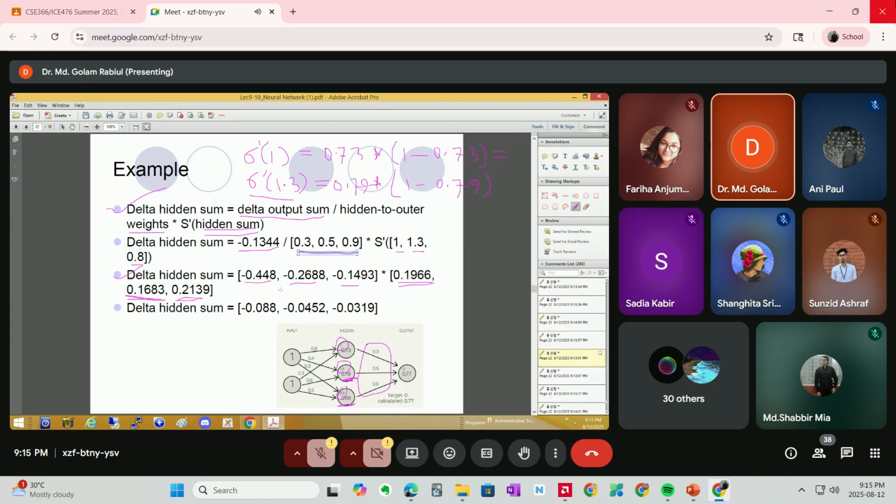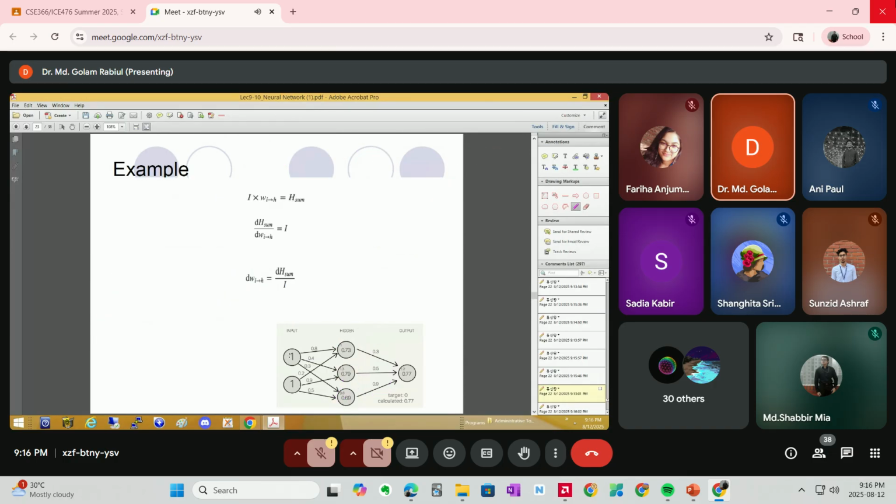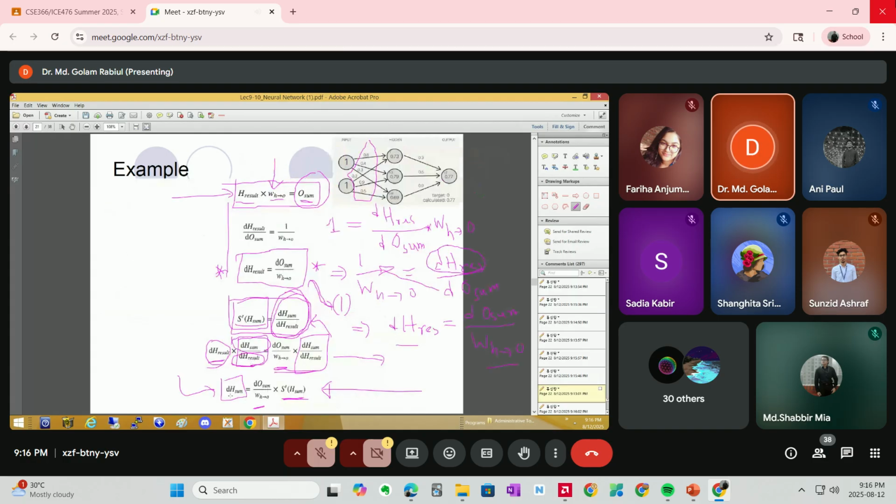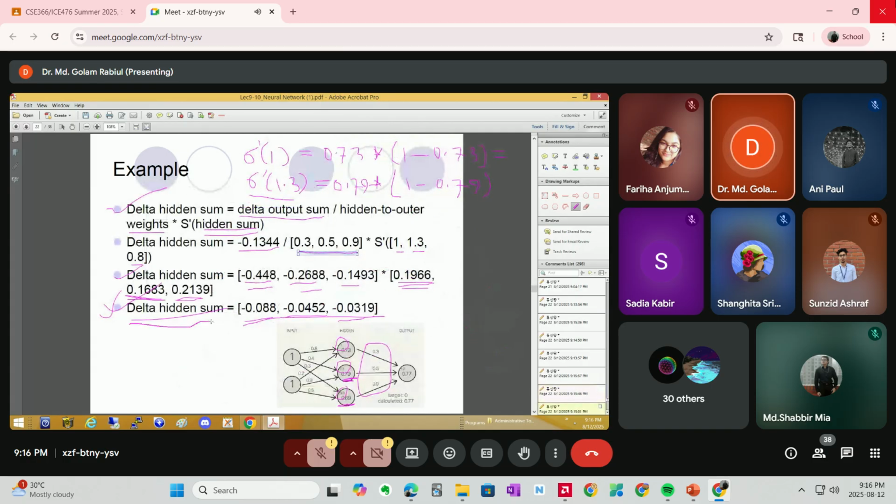Now we have to multiply this one with that one, this one with that one, this one with that one. So finally we will get negative 0.088, negative 0.0452, and 0.0319. This is our delta hidden sum. So we will get these three values.